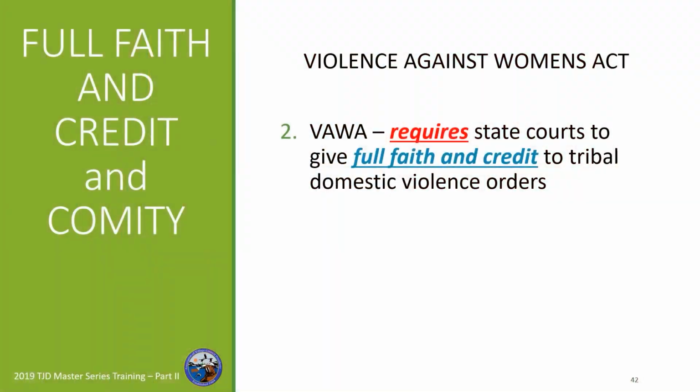The Violence Against Women Act, VAWA, is a federal law that requires full faith and credit. So that means it's a mandatory requirement. It requires state courts to give full faith and credit to tribal domestic violence orders. So if we have a tribal domestic violence order, can the state of Alaska say, I may recognize it? No, it's mandatory. We have to make sure that we realize that full faith and credit means it's mandatory.